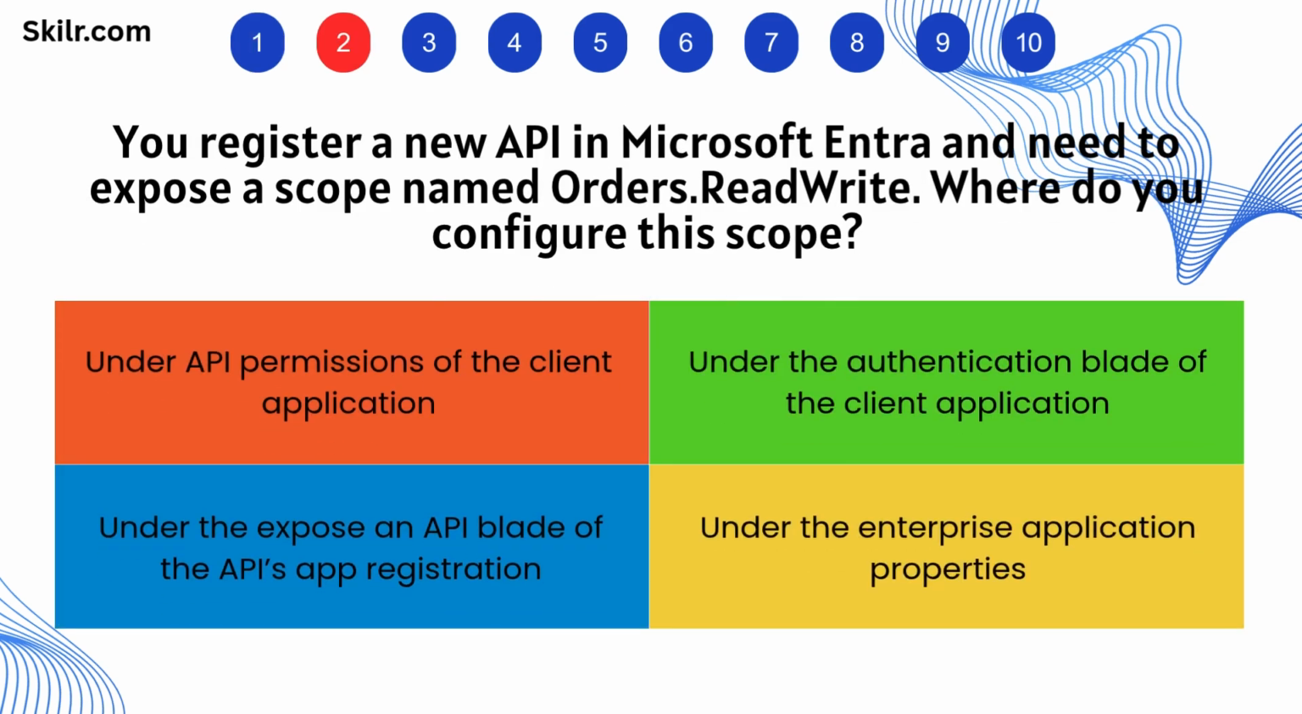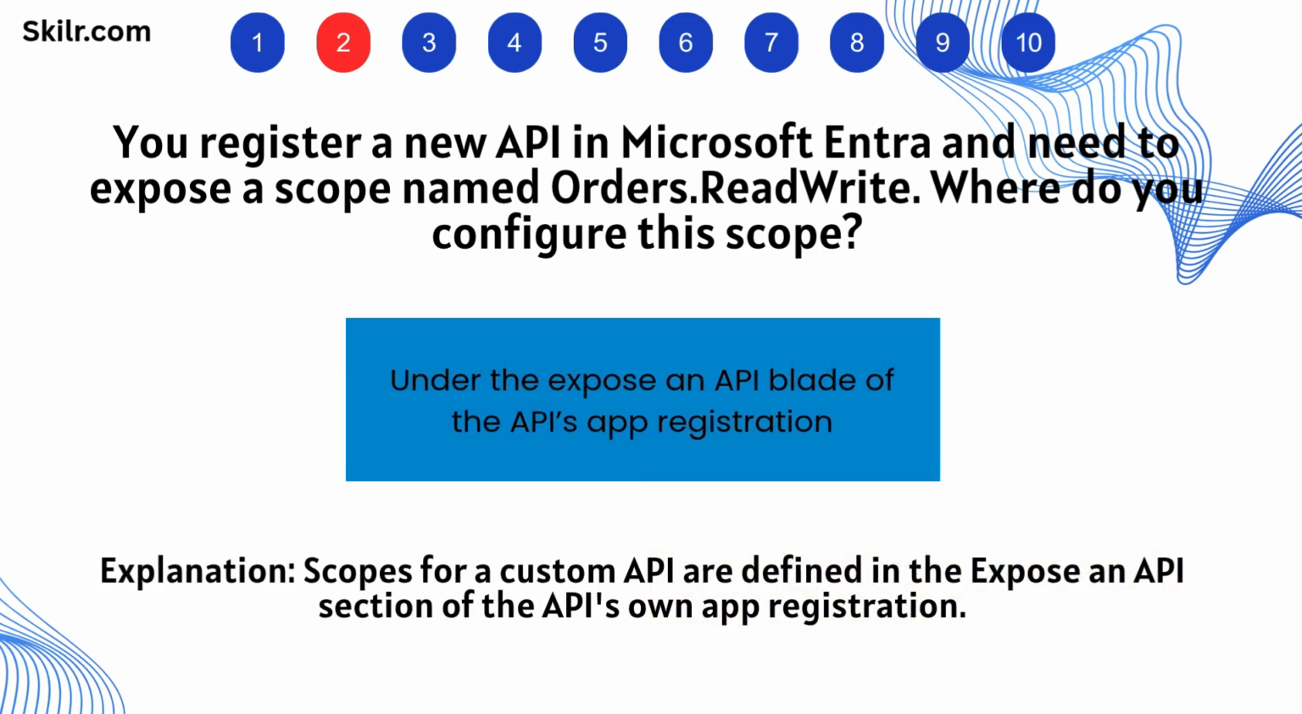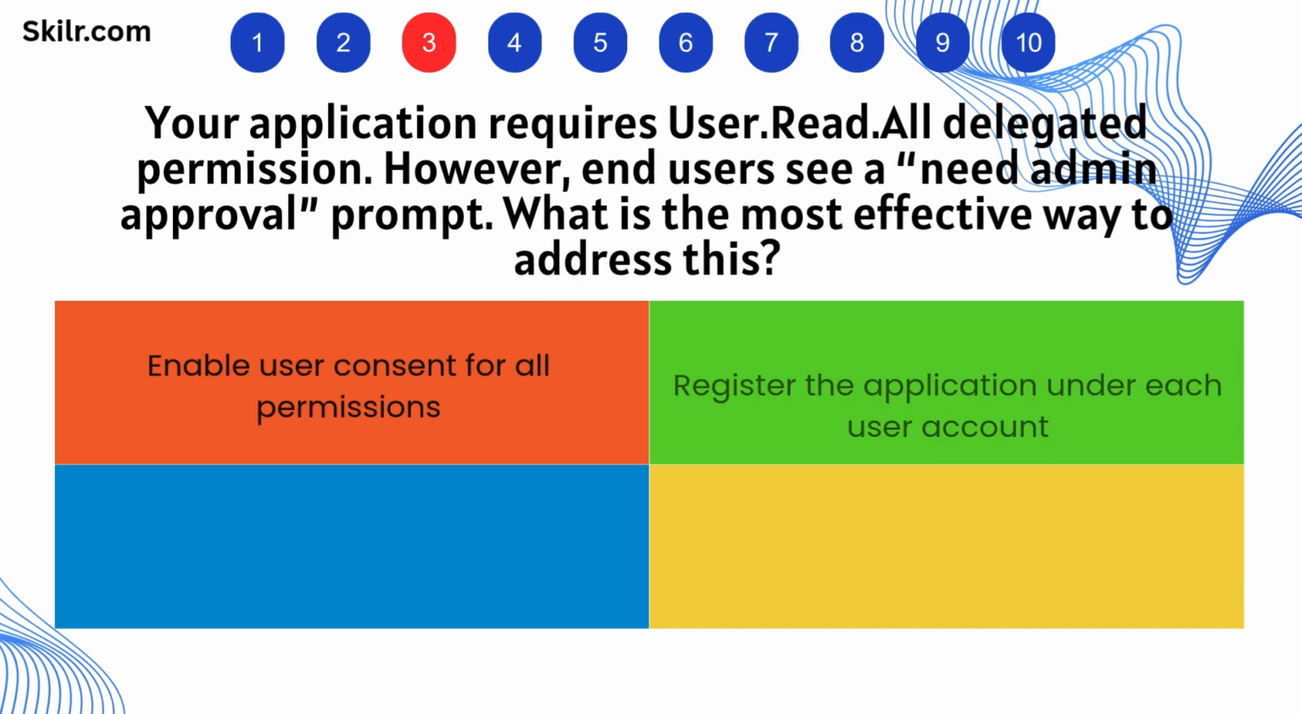Question 2. You register a new API in Microsoft Entra and need to expose a scope named orders.readwrite. Where do you configure this scope? The correct answer is under the Expose an API blade of the API's app registration, as scopes for a custom API are defined in the Expose an API section of the API's own app registration.